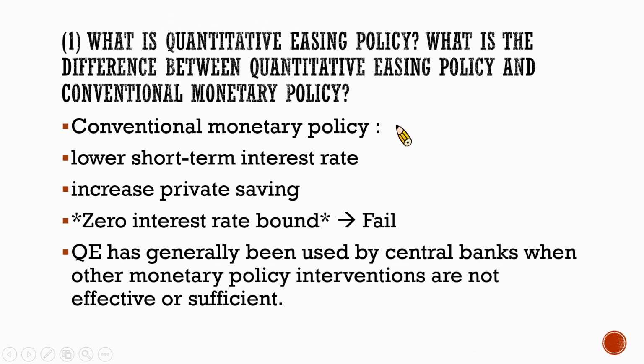Traditionally, the conventional monetary policy lowers short-term interest rates to decrease private saving and achieve the goal of boosting total demand. However, once the short-term interest rates have fallen to a level close to zero, which is the so-called zero lower bound, since the nominal interest rate cannot be negative, it can no longer be lowered. During this period, the conventional monetary policy will become ineffective. As a matter of fact, quantitative easing has generally been used by the central bank when conventional monetary policies are not effective or sufficient.